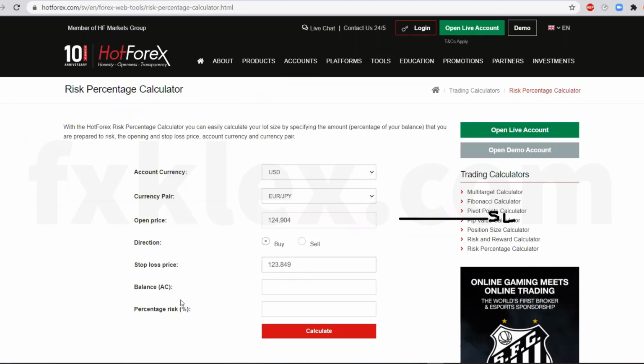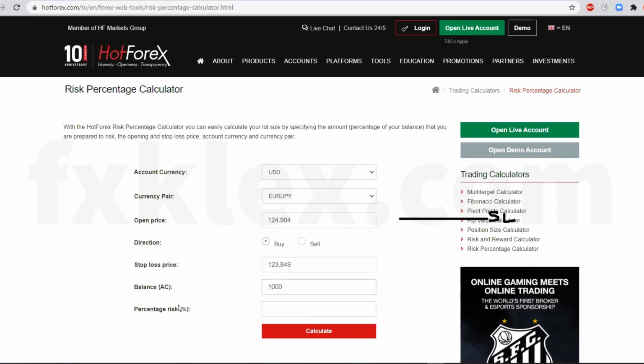So the next option says balance account. So what is the balance on your trading account? Do you have $1,000? Do you have $10,000? Do you have $100,000? It depends on what you have on your account balance. For this example, I'm just going to simply use a $1,000 account. So it's going to be very easy for you to understand. $1,000 account simply means this is your account balance. If you have a $10,000 account, you can state it right here as $10,000. And if you have $100,000, you can as well state it right here as a $100,000 account.